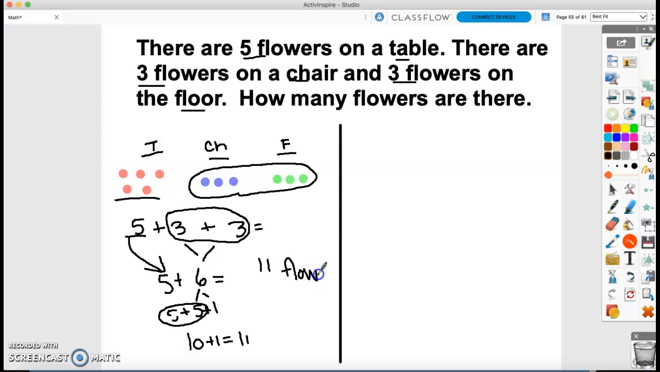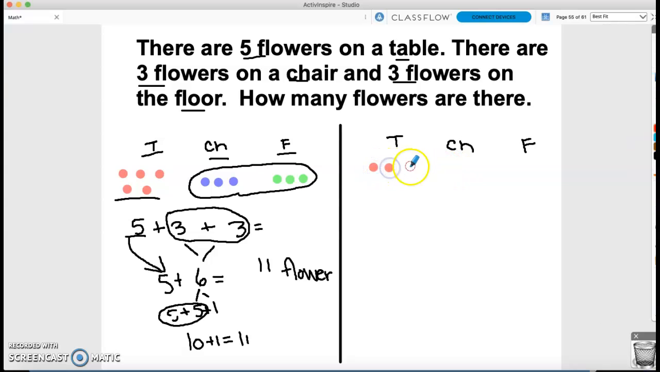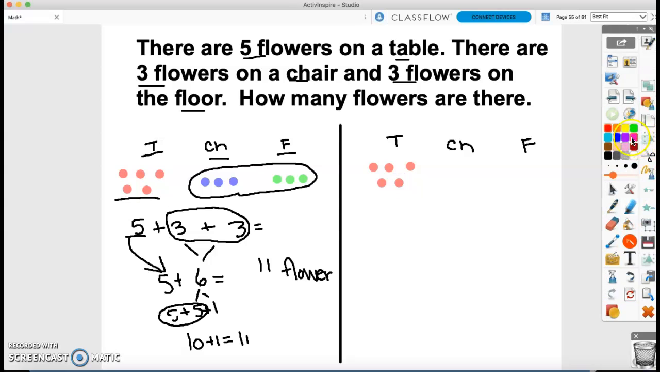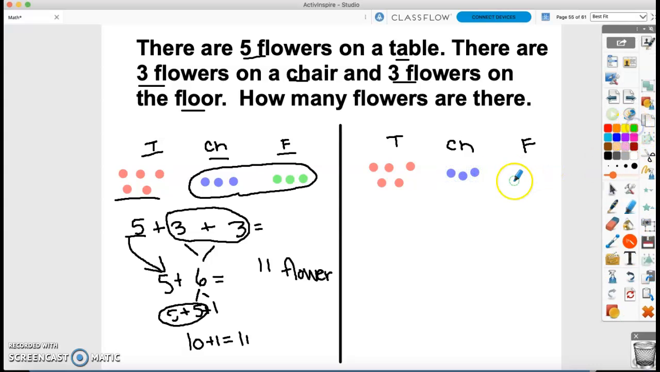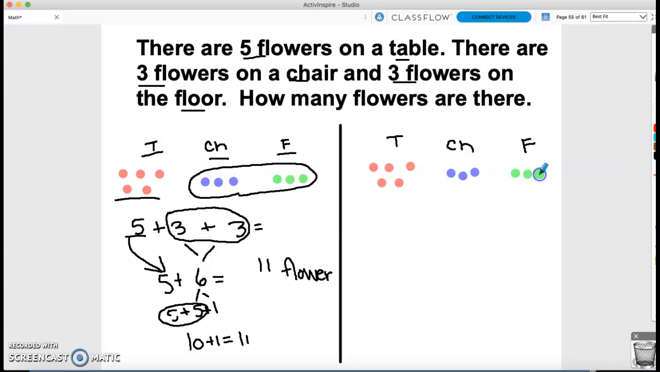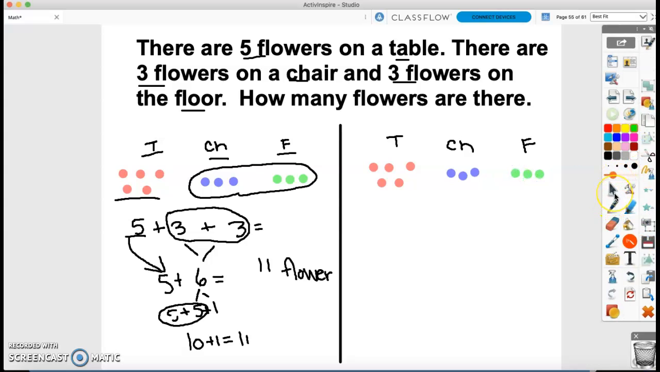Now, I need to add it in a different way. So once again, I still have the same picture. I have a T for the table, I have a CH for the chair, and I have an F for the floor. So I'm going to draw my picture. So I have 5. 1, 2, 3, 4, 5. I have 3 for the chair. 1, 2, 3. And I have 3 for the floor. 1, 2, 3.